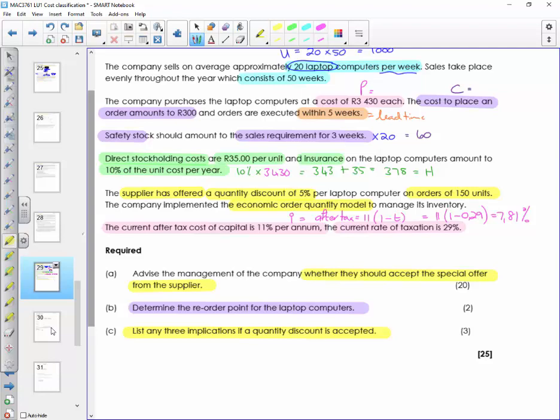However, if we are ordering more units, which I'm suspecting we're going to be doing, we will then place fewer orders, so we might save money on order costs. But if we're going to order more stock, we'll have to hold more stock and it'll cost us more money.